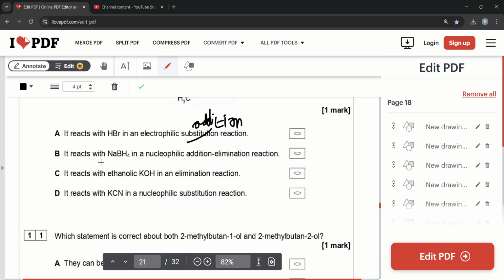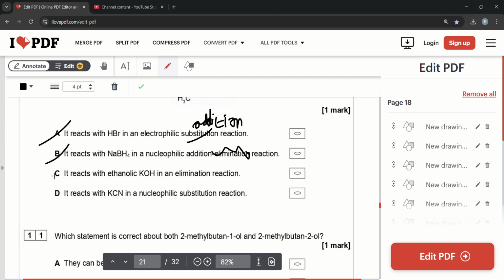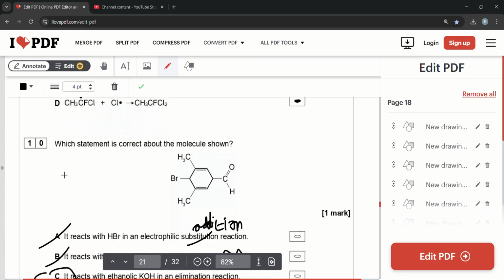This one reacts with NaBH4 in nucleophilic addition-elimination. It is nucleophilic addition, but it's not elimination. So it's not A or B. Now you're left with C or D. It reacts with ethanolic potassium hydroxide in an elimination reaction. Well, what happens in an elimination reaction? Let's just give an example. And obviously fill in the rest of the hydrogens.